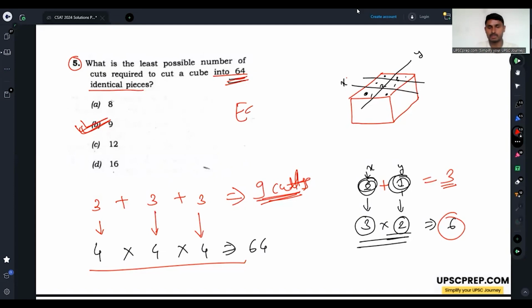Easy question, you just needed to know the logic behind cutting cubes and the number of pieces that you can get by making a number of cuts in different planes, right?